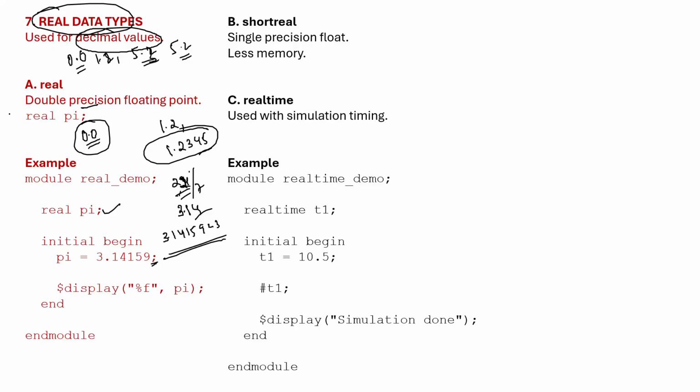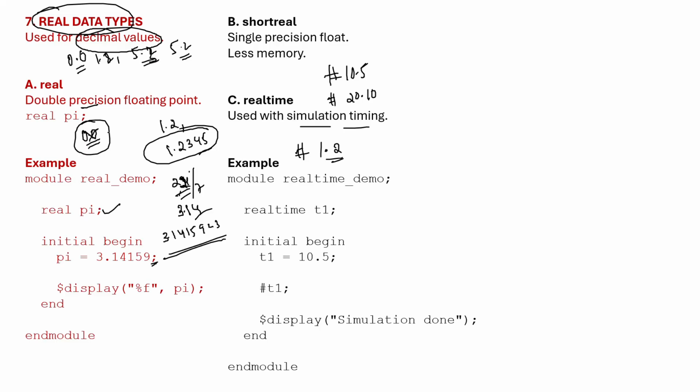Similarly, realtime. Realtime is also used to store the current simulation time, but with floating values. Whatever the simulation time we are having will be stored with floating values. Suppose #1.2 you are using, or #10.5, or #22.20.10 you are using, based on that it will be storing. That is the realtime we are using, so realtime can be stored.